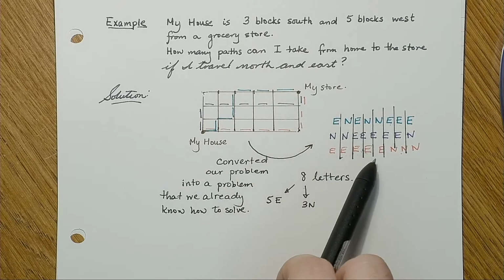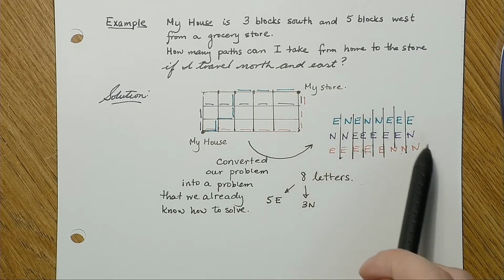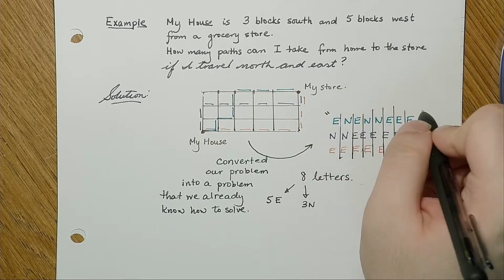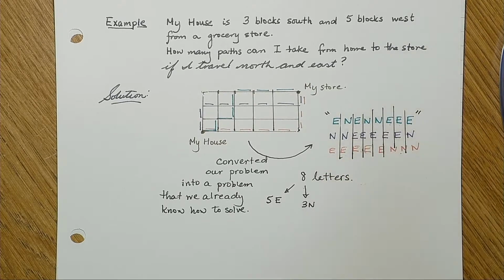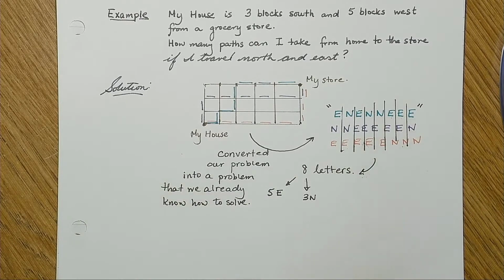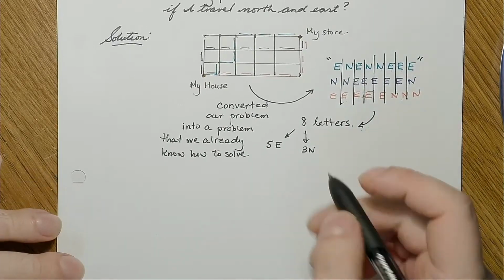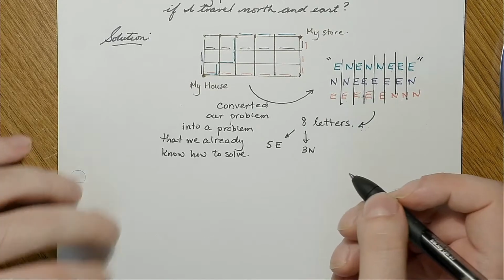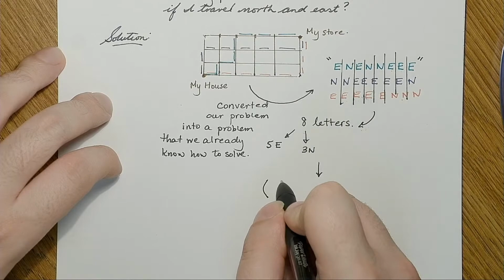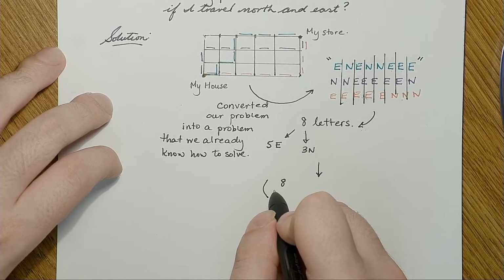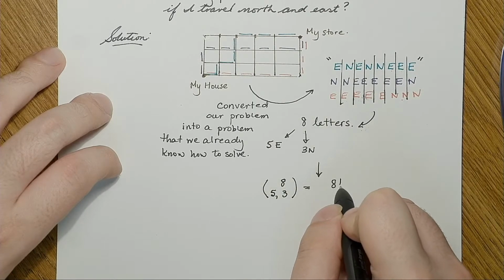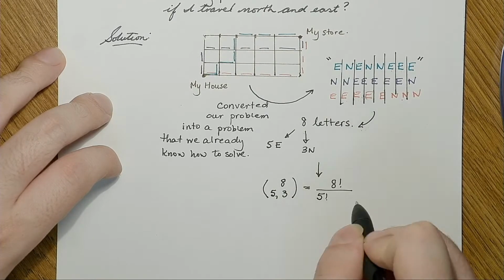We've converted it now to basically how many distinguishable permutations of a word. In this case, it's this weird looking word here. And we can break it down to this. And I think that's what Mr. Hugo has said. So, we have 8, and then we have 5 E's and 3 N's, which is equal to 8 factorial over 5 factorial over 3 factorial.